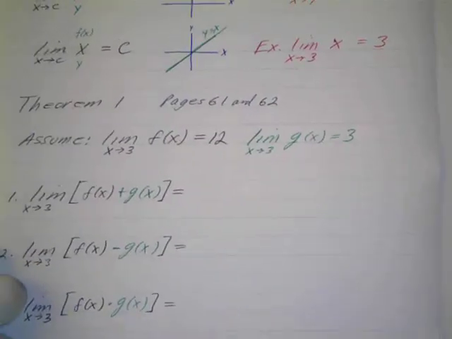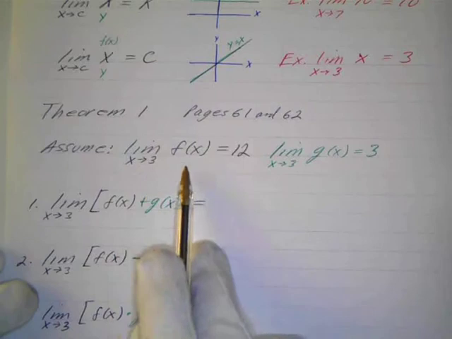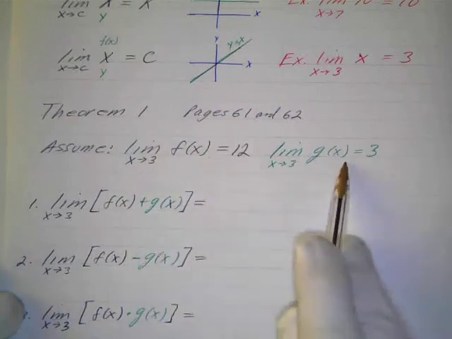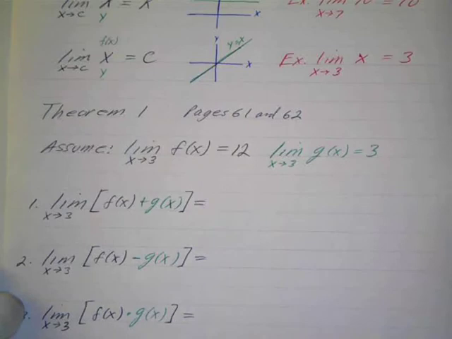So first of all, just so it'd be a little bit easier for you to see these, I just said assume that the limit as x approaches 3 of f of x equals 12, and the limit as x approaches 3 of g of x equals 3. All right?